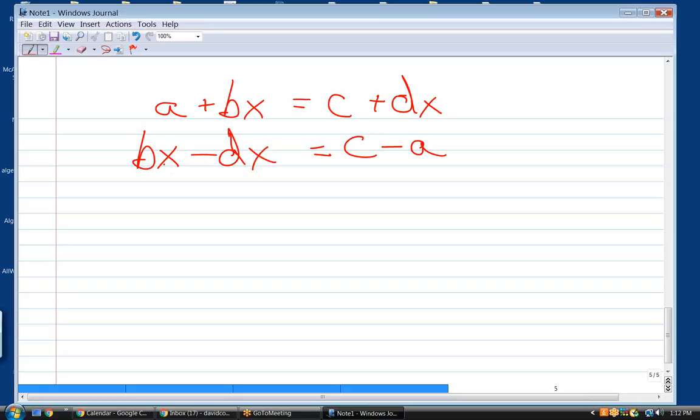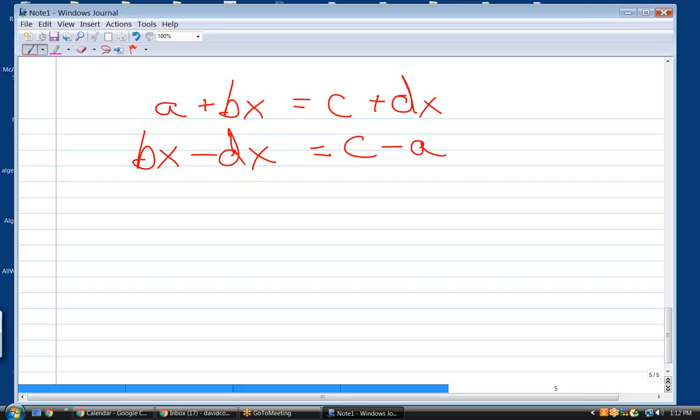In other words, I don't know what bx minus dx is. I don't know what b and I don't know what d are. If these were numbers, I'd be able to do this math. But there is something I can do. What is it? Always be thinking factoring.